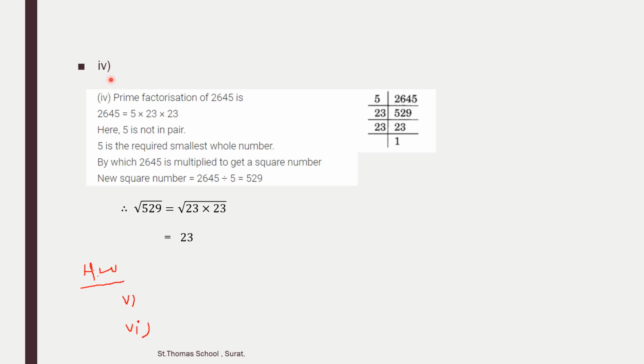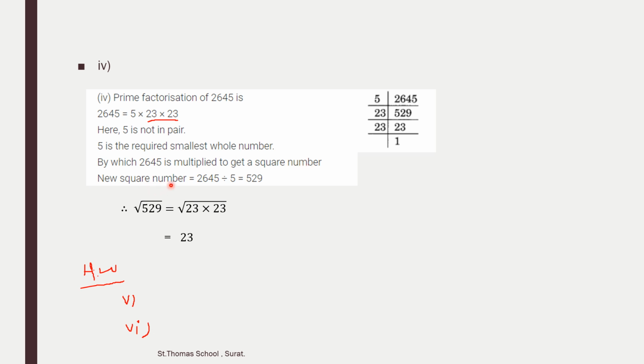Question number 4. 2645. First you have to find the prime factors of 2645. Divide by 5. That is 529. Divide by 23. Again divide by 23. Right. 23s are 529. Again divide by 23, we will get 1. So prime factorization of 2645 is 5 multiplied by 23 multiplied by 23. Here you can see that 5 is not in pair, but 23 is in pair. So 5 is the required whole number by which 2645 is divided to get a square number.